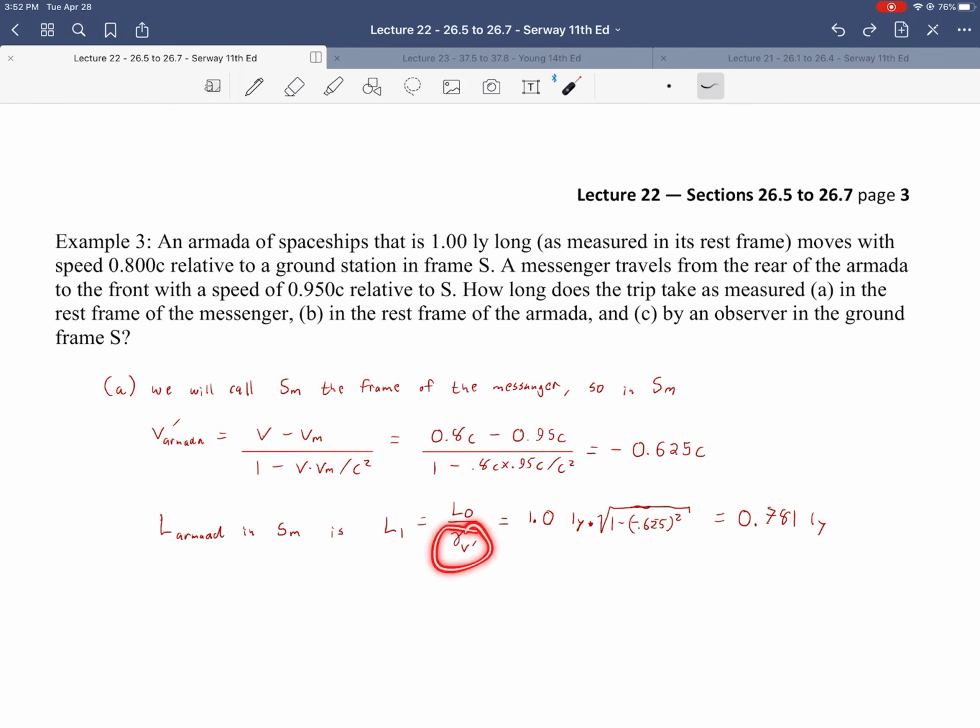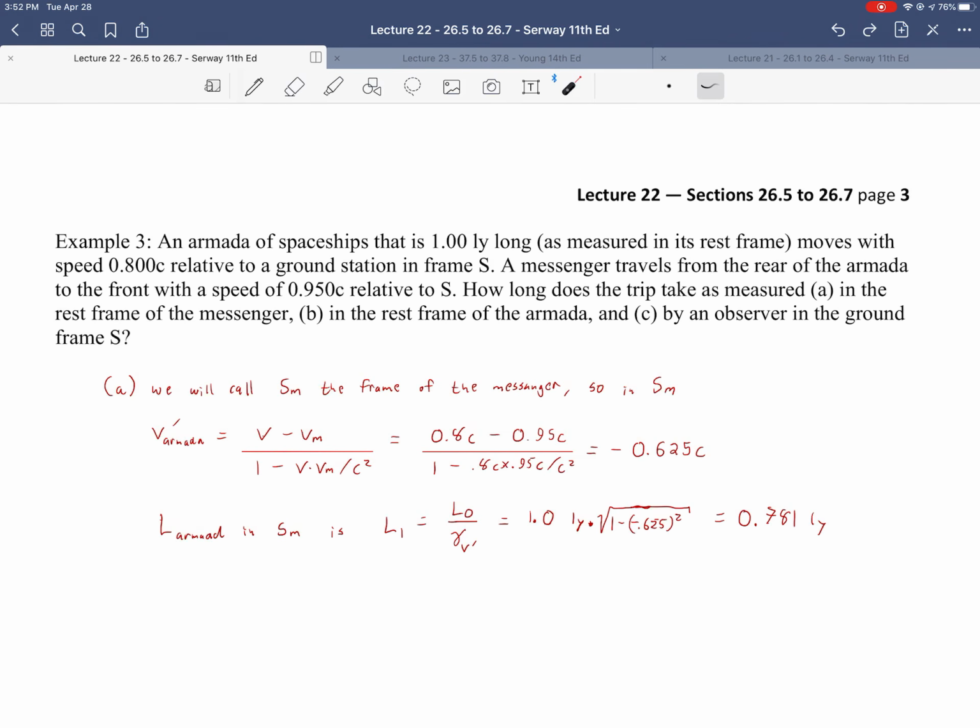Right, it's a very long Armada. This is wild sci-fi stuff. And then I'm dividing by gamma. Well, dividing by gamma is the same as multiplying by the square root of 1 minus v squared over c squared. Okay, so in this case, my v is just going to be 0.625c.